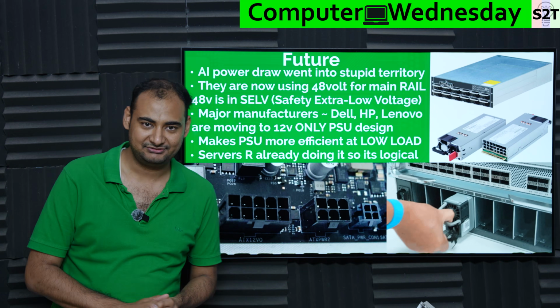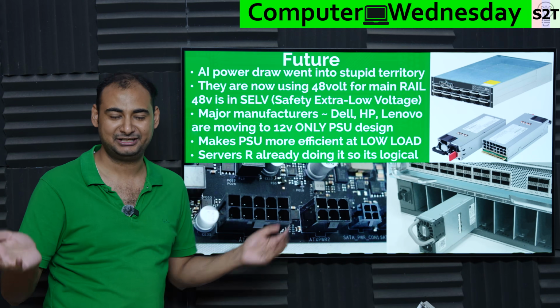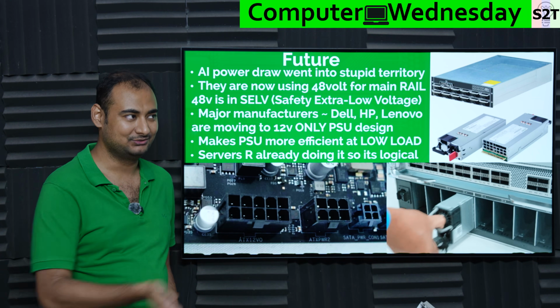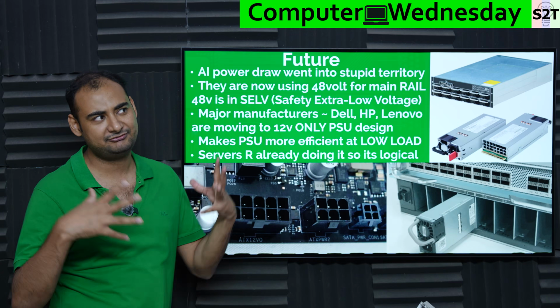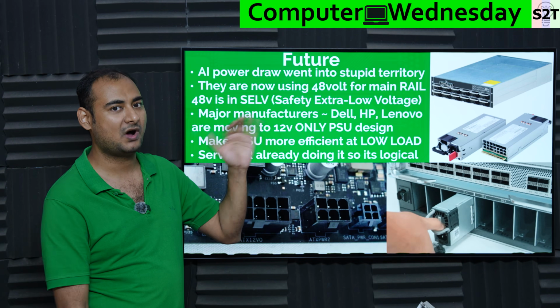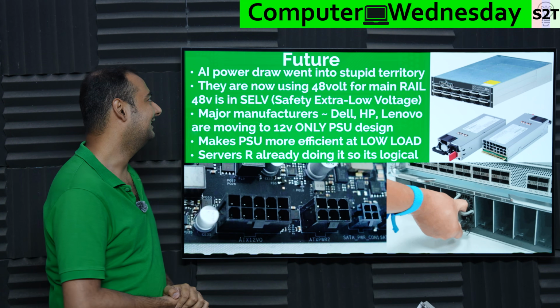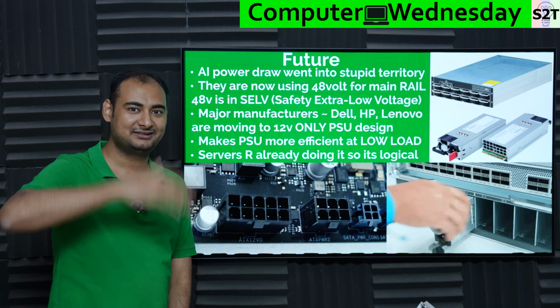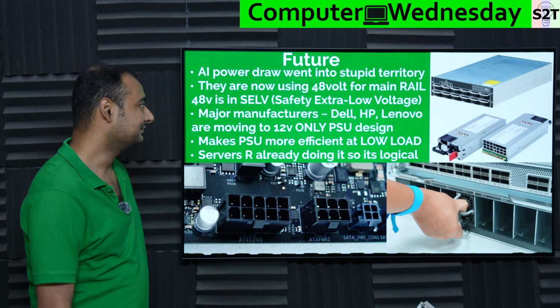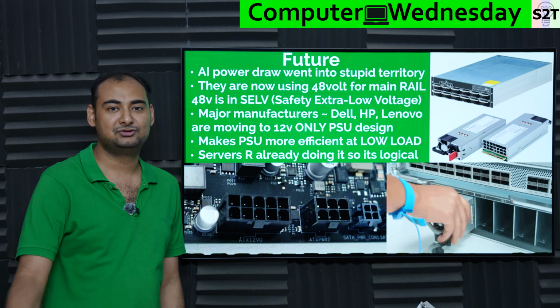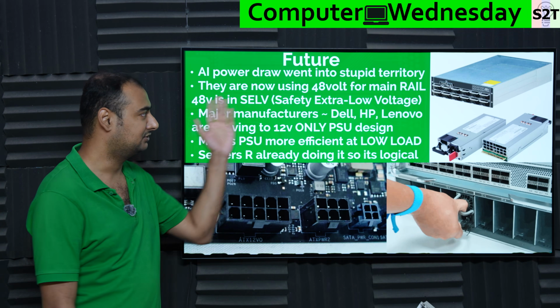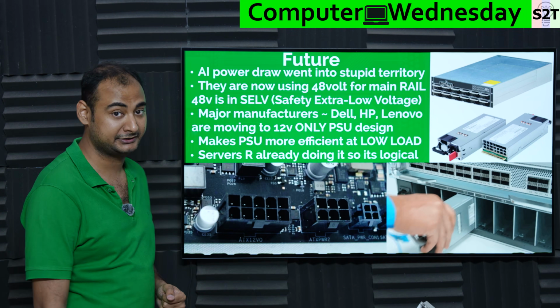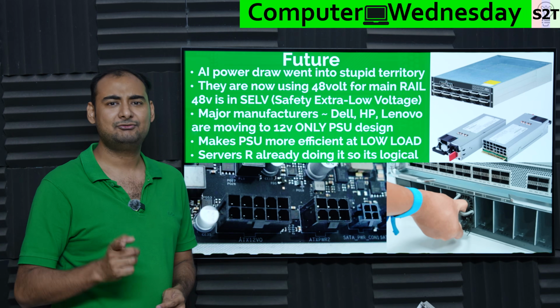So what can we expect in the future? Well, again, the same thing is happening. AI is becoming stupid. We had like 600 watt. Now they're like, hey, what if we have 100 kilowatt in one power supply rack? One rack server unit. So that went stupid. Now 12 volt is no longer enough, so they're like, okay, let's switch to a 48 volt main rail system. Now here's the deal. Why always 48 volt?